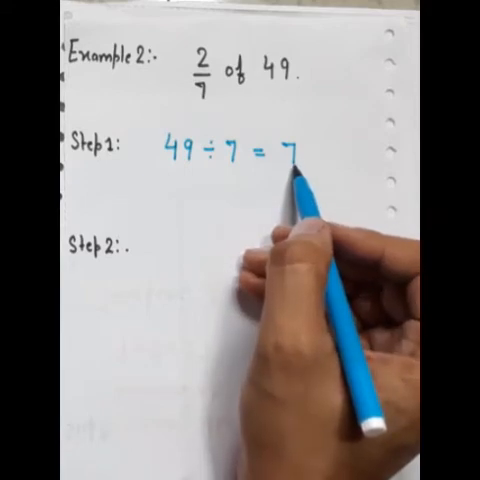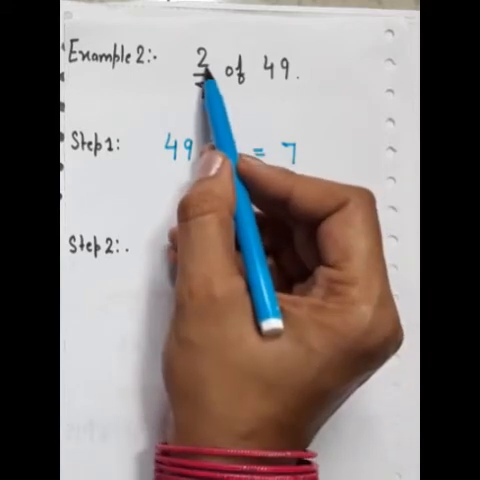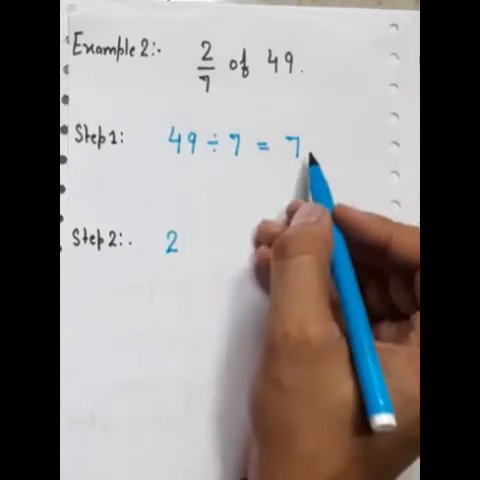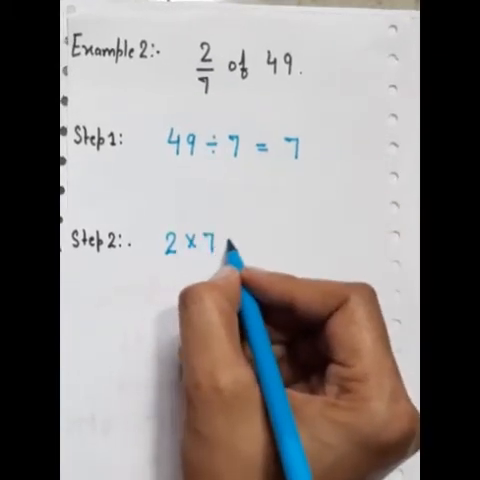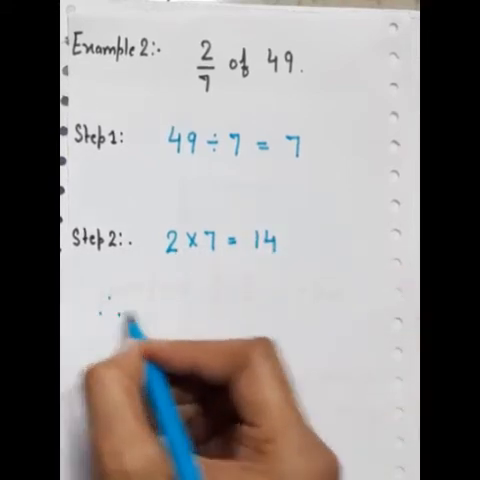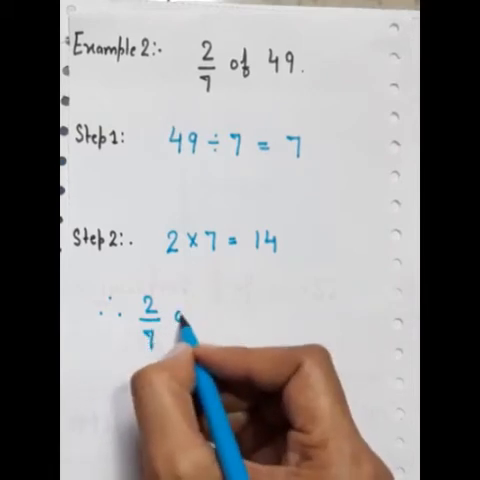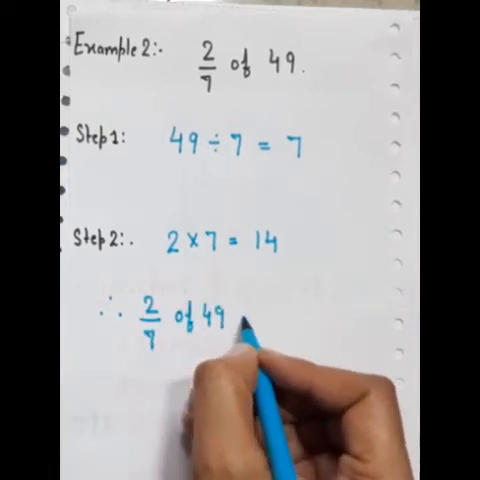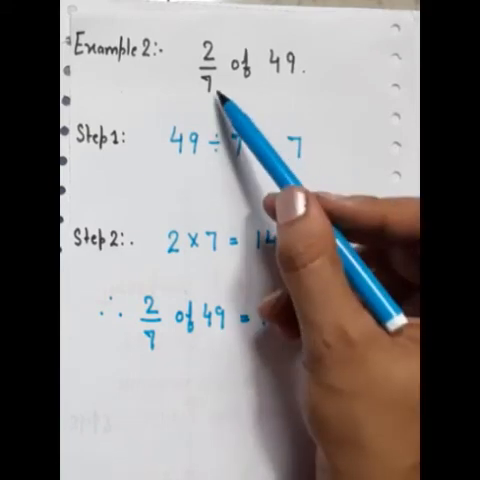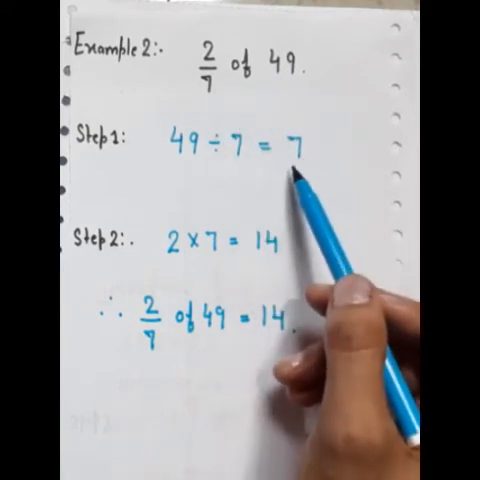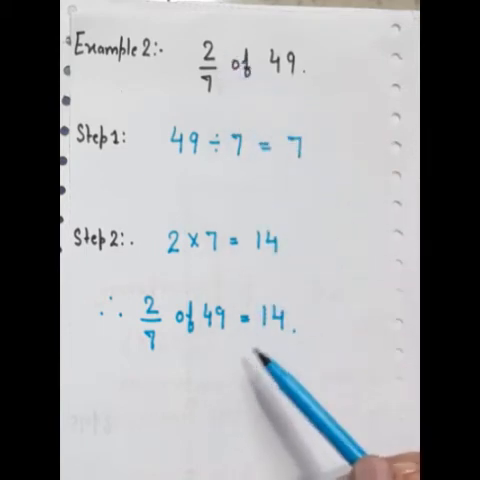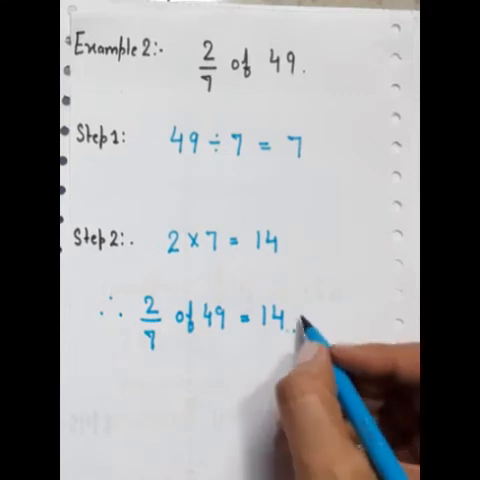Now you have to multiply this quotient with the numerator of the fraction. So what is the numerator of the fraction? 2. What is your quotient? It is 7. So 7 2s are 14. Therefore, 2 by 7 of 49 is equal to 14. Clear? First you have to divide these two and whatever quotient you are getting, you have to multiply this quotient with the numerator of the fraction and then you will get your answer.